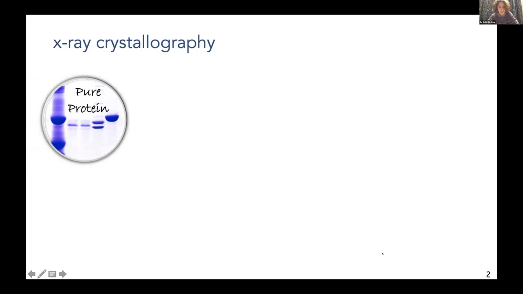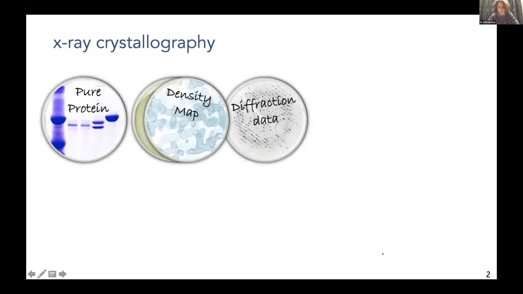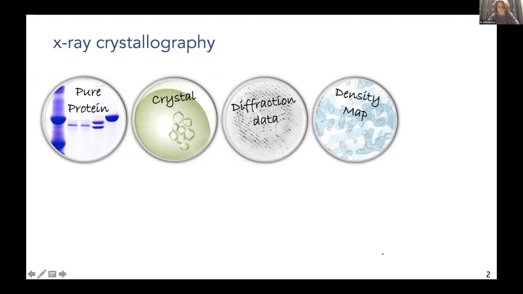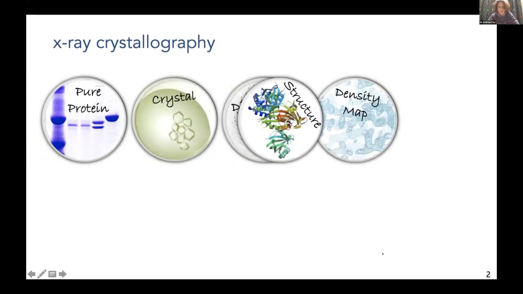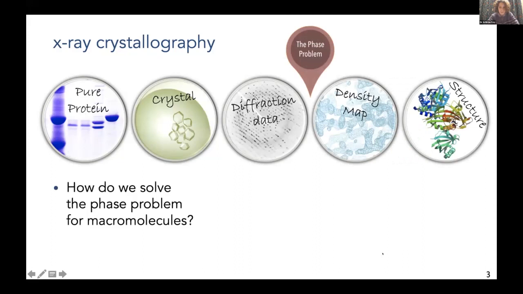So, X-ray crystallography, I'm going to divide it up into 5 steps. First of all, you need your pure protein, then you need your crystal, then you need your diffraction data, you need to turn your diffraction data into electron density, and then you need to trace your density to get your structure. And in between these steps, the diffraction and the density, you have, of course, the crystallographic phase problem. How do we solve it for macromolecules?